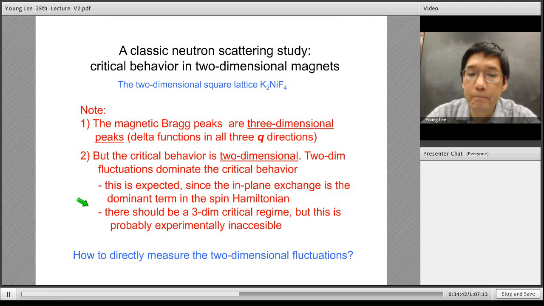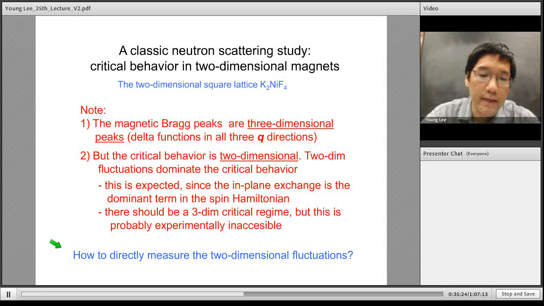pattern, but there should be a three-dimensional critical regime associated with the 3D ordering. But this critical regime could be so narrow as to be experimentally inaccessible. And that's probably what's going on here. But the 2D critical fluctuations a little bit further from Tn persist in a measurable way over a much wider temperature range. And that is what we'll be measuring, for example, in the power law of the order parameter below Tn.